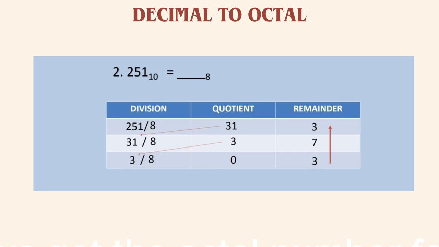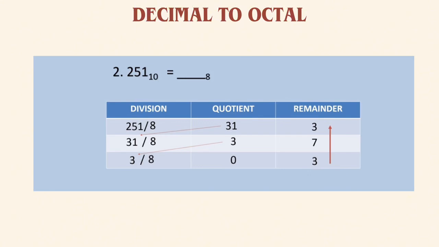Just multiply 31 to 8, so 31 times 8 is equal to 248, then subtract it to 251, so 251 minus 248 is equal to 3. 3 is your remainder. Next, 31 divided by 8 is equal to 3. Then 3 times 8 is equal to 24, then 31 minus 24 is equal to 7.